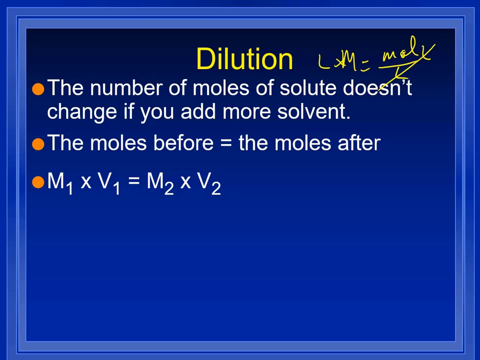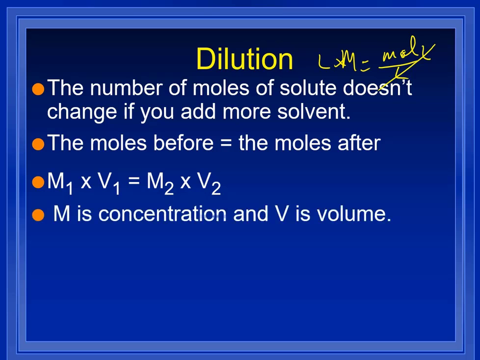Because M1V1 would be the moles before, right, Christian? M2V2 would be the moles after, and they have to equal each other. What kind of relationship is this? Well, if I have more volume, I'll have less molarity, right? This looks just like Boyle's law, except it's not for gases. M is concentration, V is volume.